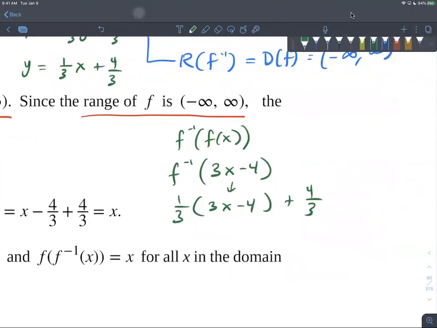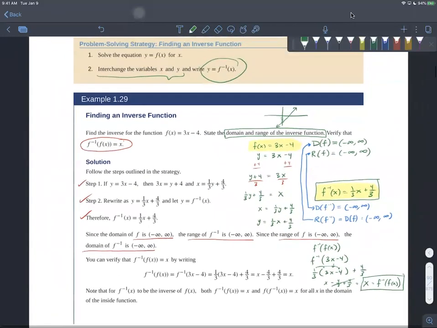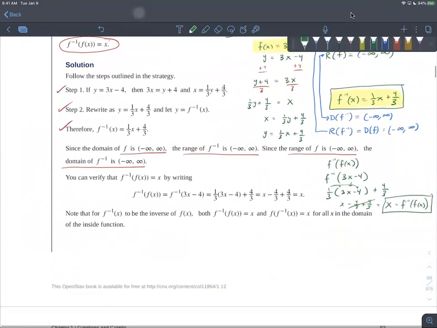Let's go ahead and see if this simplifies. When you apply the inverse function to the original function, do they cancel each other out? Essentially that is what we're asking here. We distribute the 1/3, and so we get 1/3 times 3x is just x, minus 1/3 times 4 is 4/3, plus 4/3. These cancel, and we get x. So notice that f inverse applied to f was just x, which further verifies that these are inverse functions.